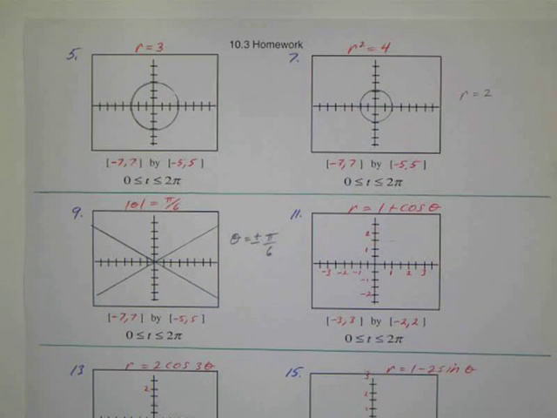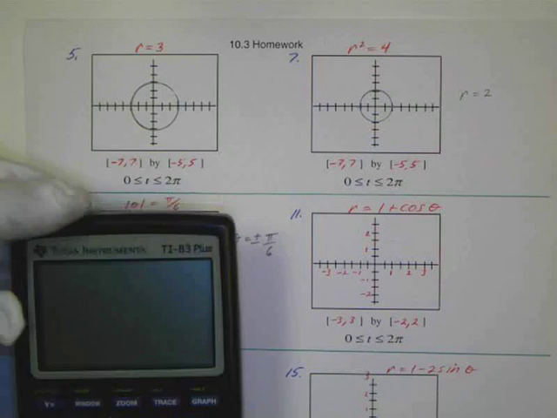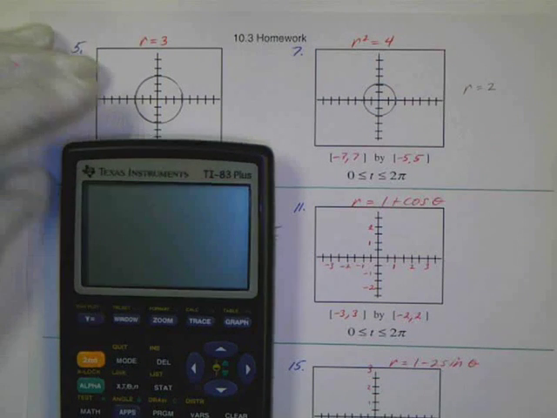And then number 11, it says find an appropriate window and use a graphing calculator to produce the polar curve, and then sketch the complete curve and identify the type of curve by name. So you have your polar gallery to look at. So let's try this first one here. It looks like it's in the form of a cardioid. So let's just graph it.